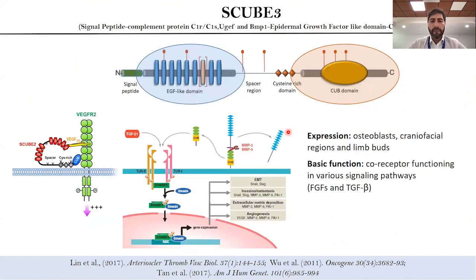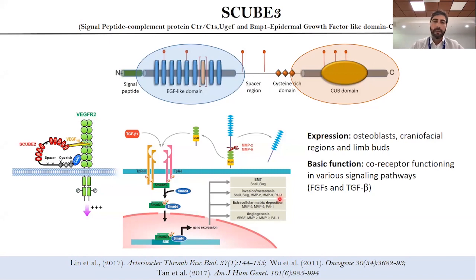So in this talk, I want you to have a clear picture about SCUBA3 and what SCUBA3 does. SCUBA3 is an extracellular protein. Structurally, it is composed of an N-terminal EGF domain as the first part of the protein, and a C-terminal CUB domain, the last part of the protein.